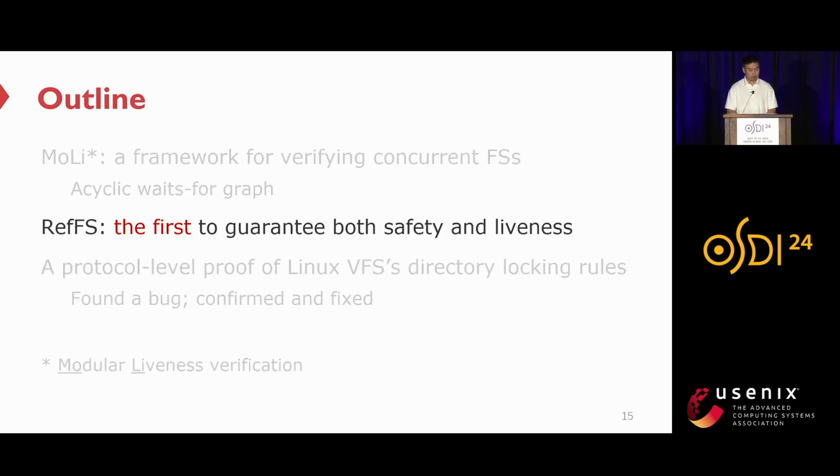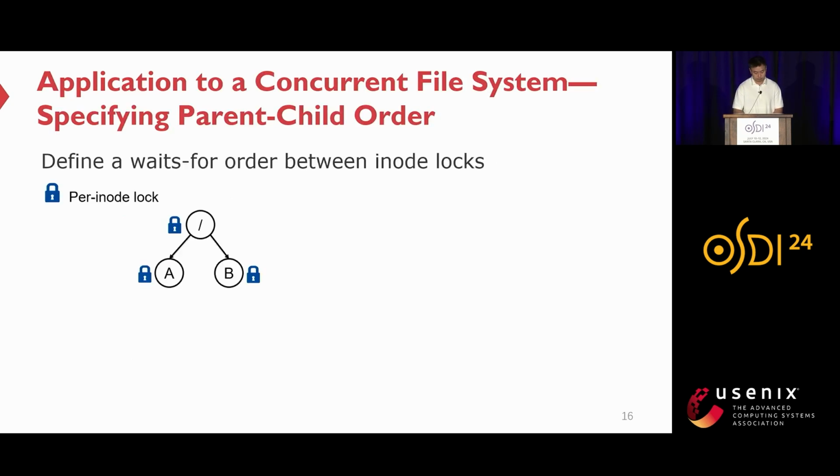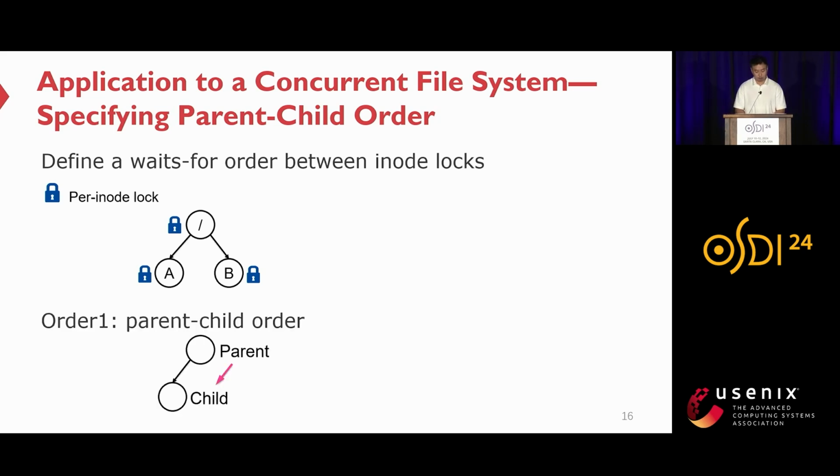Now, let's talk about how to apply Molly to a concurrent file system. In a file system, the rule for concurrent access of inodes is to protect each inode with its own fine-grained lock. To prove liveness, one task is to define the wasteful order between inode locks. For simplicity, let's focus on only two orders.